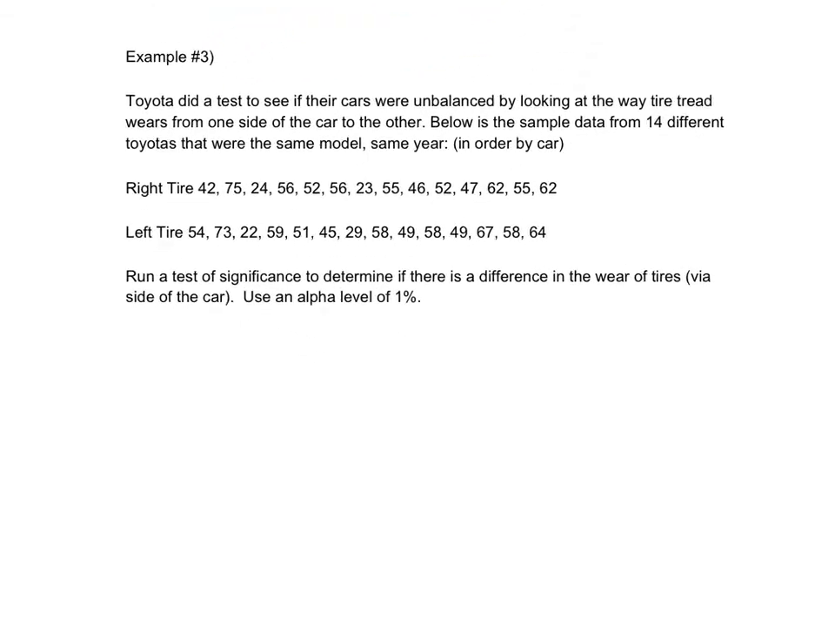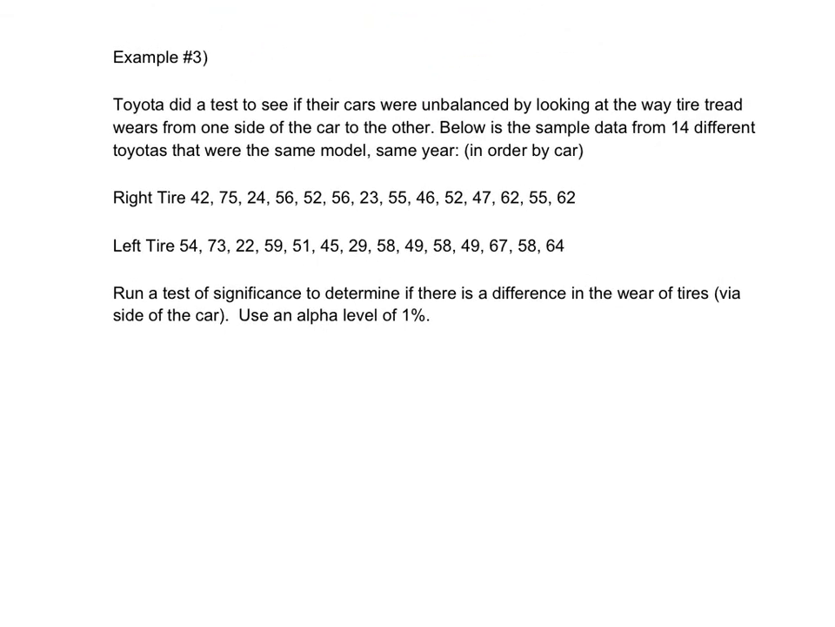All right, example number 3, let's do the last one together here. Toyota did a test to see if their cars were unbalanced by looking at the way the tire tread wears from one side of the car to the other. Below is the sample data from 14 different Toyotas that were the same model, same year, in order by car. So what they mean is car number 1, and this is also car number 1, number 2, number 3, number 4, number 5. Right, so we use the same car multiple times. Again, that is called a matched pairs design that we got going here.